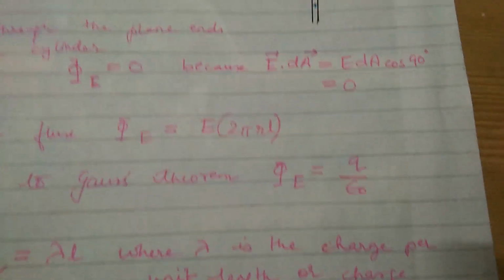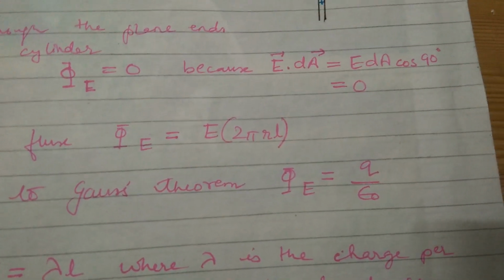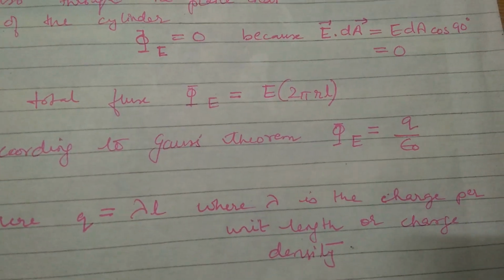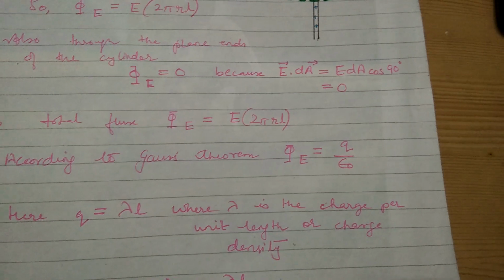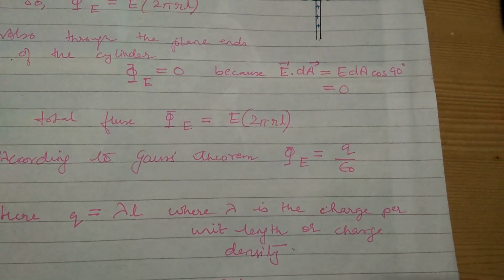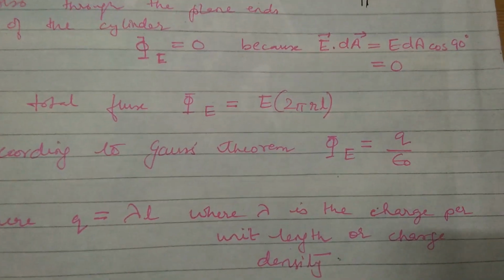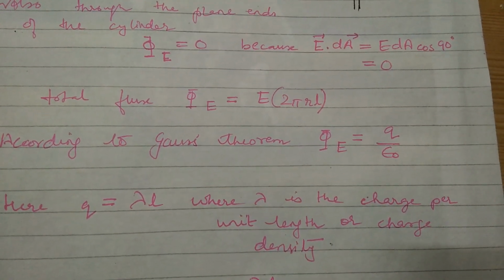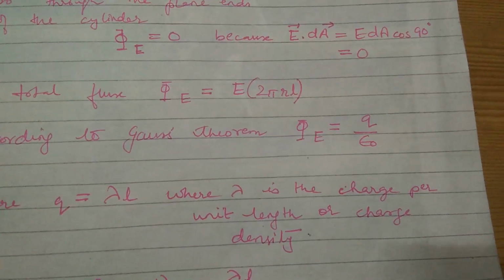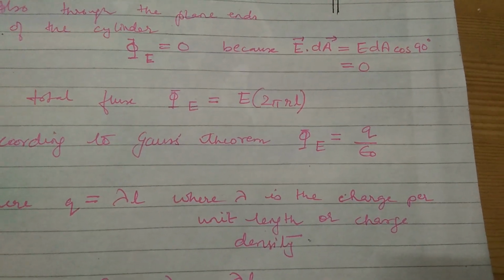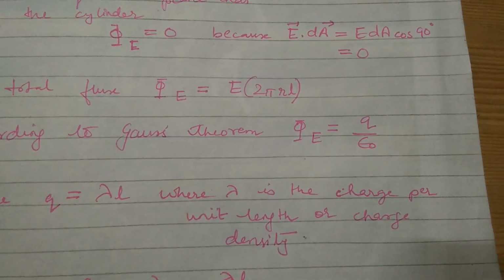But here it is not a point charge Q. So we have to find out what the charge is in this case. For that we assume that lambda is the charge density, meaning charge per unit length. So for the cylinder, what will be the charge? Lambda into the length of the cylinder. So Q is equal to lambda L. So what is our flux according to Gauss's law in this case? Lambda L by epsilon naught.